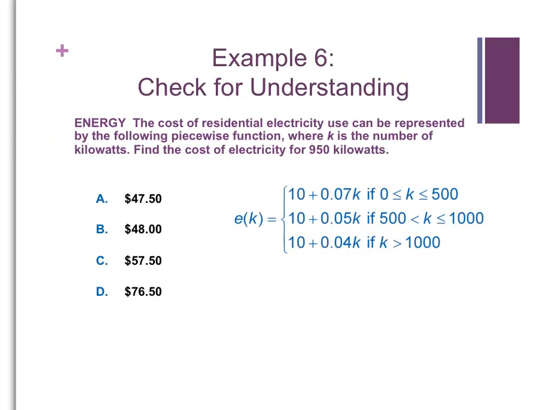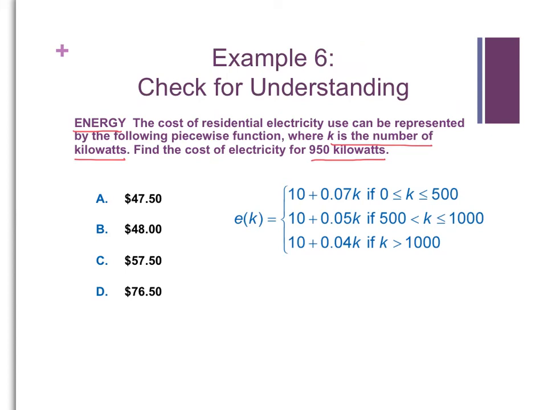In example 6, check for understanding. The example deals with energy, and the cost of residential electricity use can be represented by the following piecewise function, where K is the number of kilowatts. Kilowatt is just a unit of measurement for energy or electricity. Find the cost of the electricity if you use 950 kilowatts.